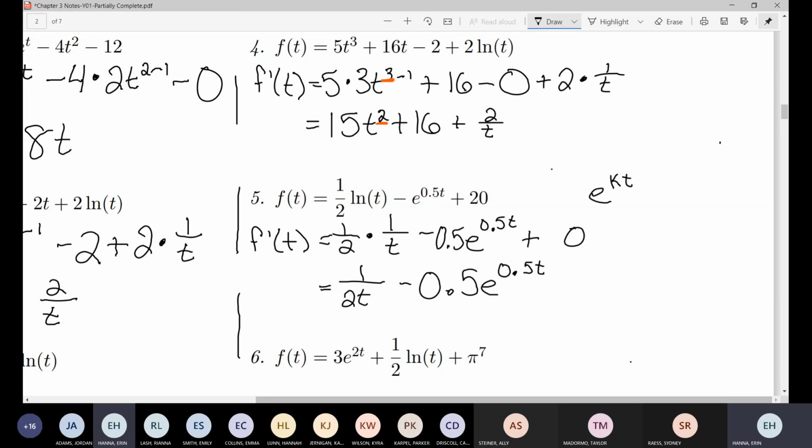I'm off my game for some reason today. Yeah. But when it comes to the derivative of 20 being 0, it's okay not to put that in the final answer. Yeah. Okay.